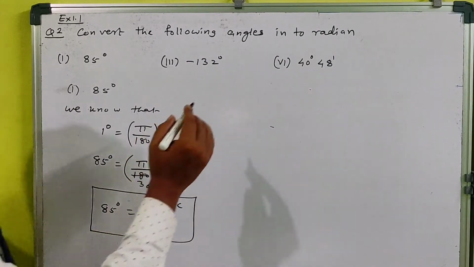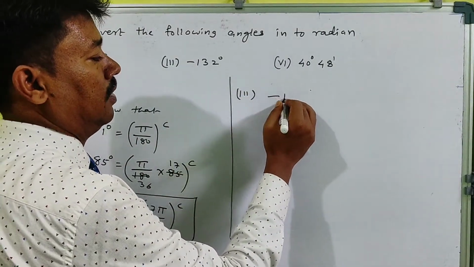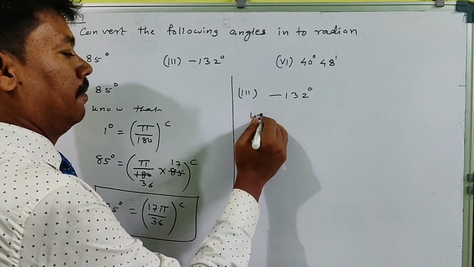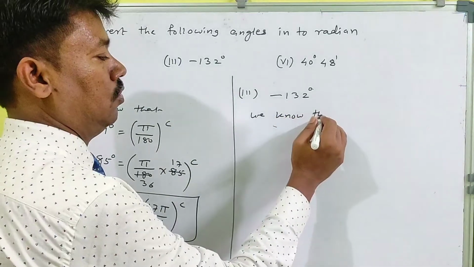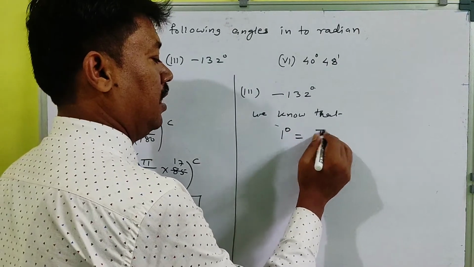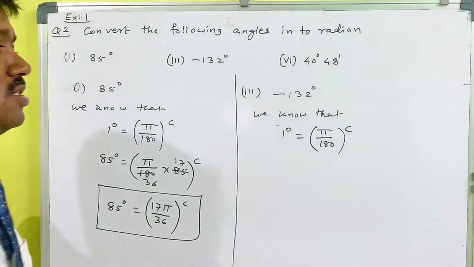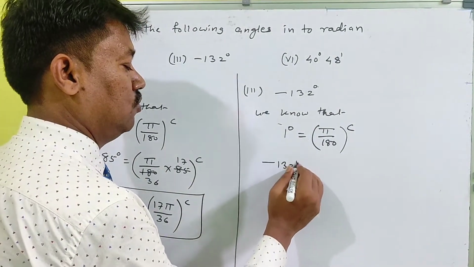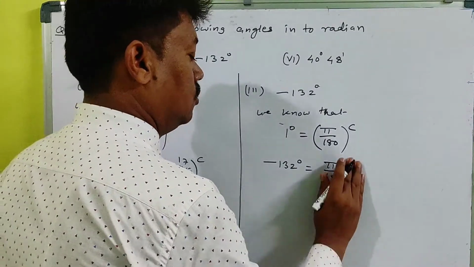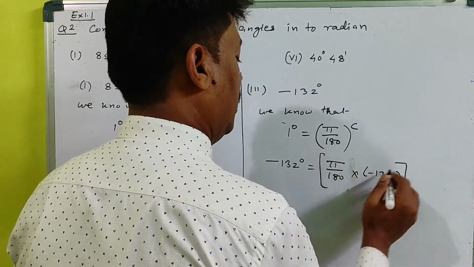Okay. Similarly, minus 132 degree अगर दिया है, so exactly the same way, we know that 1 degree is equal to pi upon 180 radian. So multiplying both sides by minus 132, so minus 132 degree is pi upon 180 into minus 132.